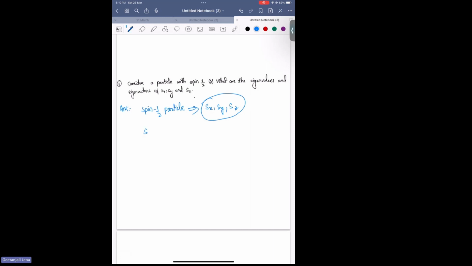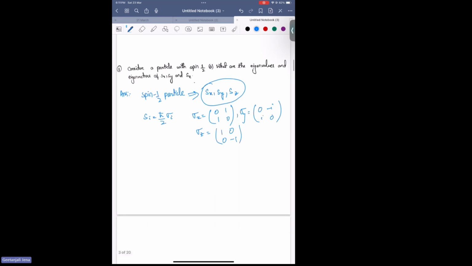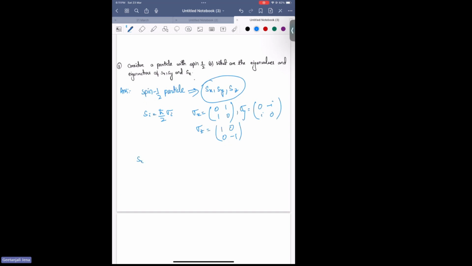You know that spin Si is related to the Pauli matrix, like ħ/2 sigma i. Sigma is the Pauli matrix. Sigma x is [0, 1; 1, 0], sigma y is [0, -i; i, 0], and sigma z is [1, 0; 0, -1]. These are the three Pauli matrices. So Sx is ħ/2 sigma x, which is nothing but ħ/2 [0, 1; 1, 0].